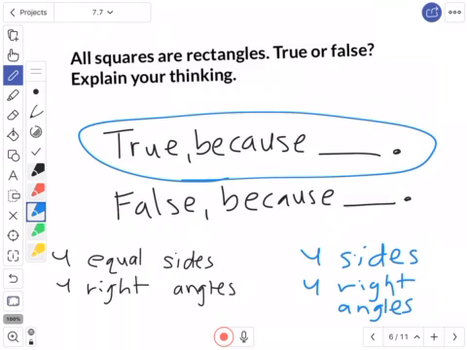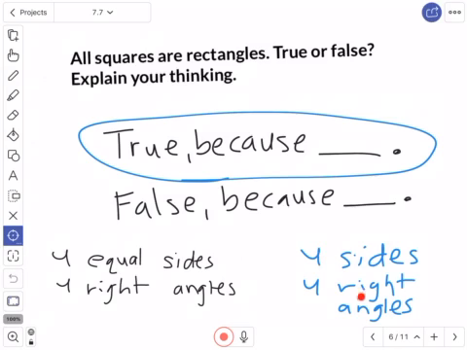Yes, all squares are rectangles because all a rectangle needs is four sides, four right angles. Well, a square has four equal sides, but still four sides, and they have four right angles. Yeah, and so for this answer, I would say true because squares have four sides and they have four right angles, just like a rectangle.